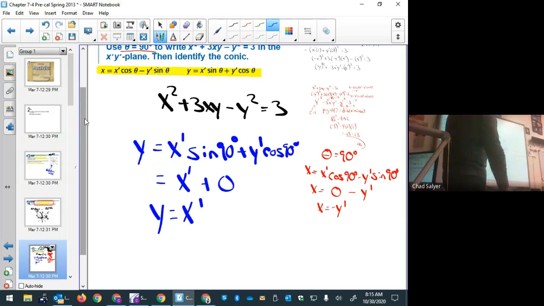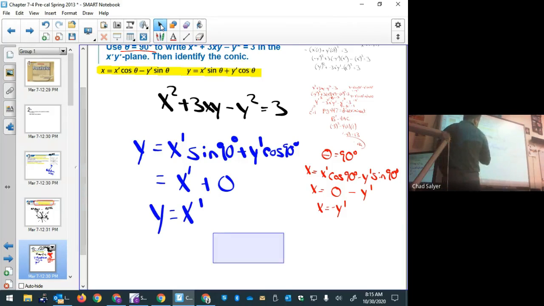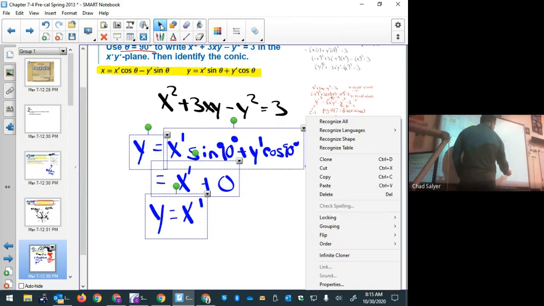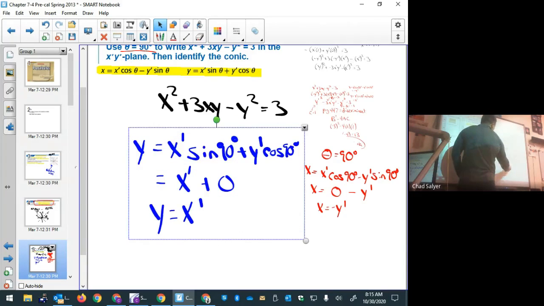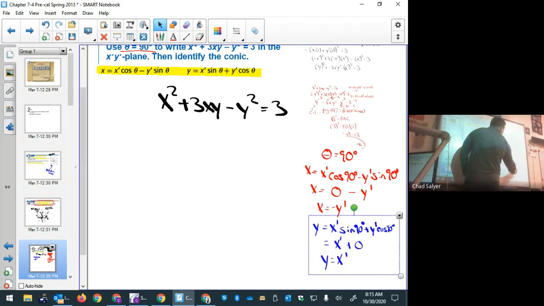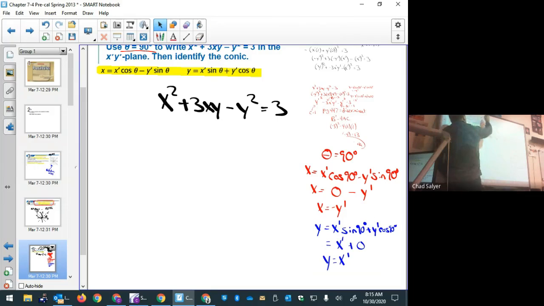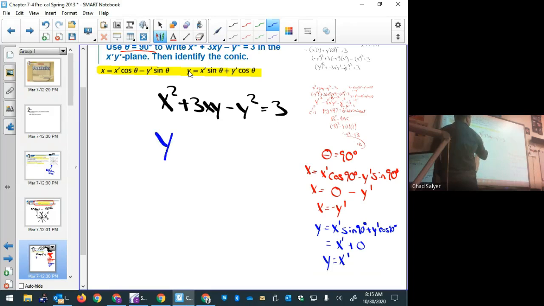And we'll plug these in. So this is just kind of to get you used to fooling around with those formulas. We didn't really accomplish anything substantive here. So x equals negative y prime.